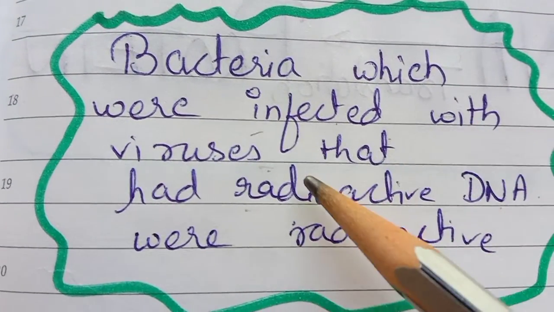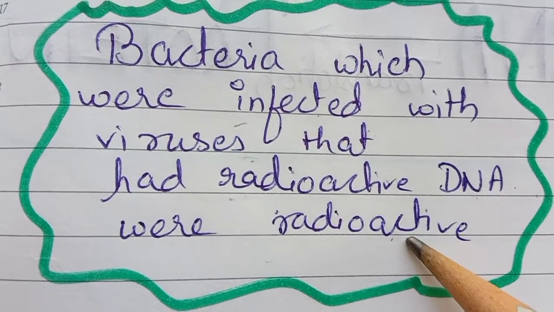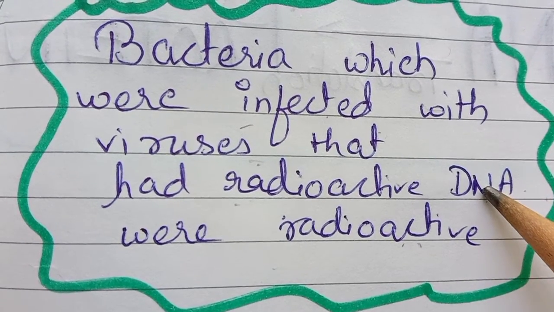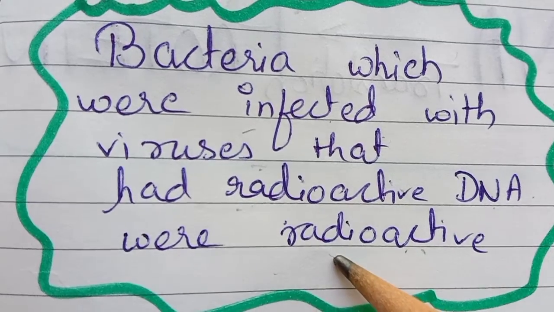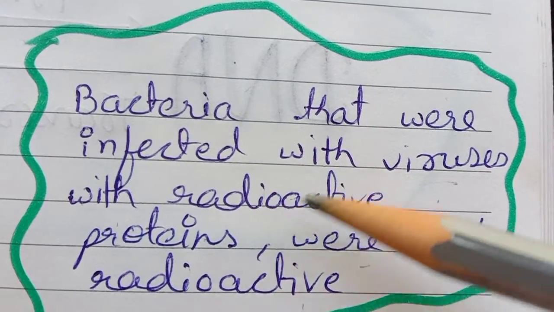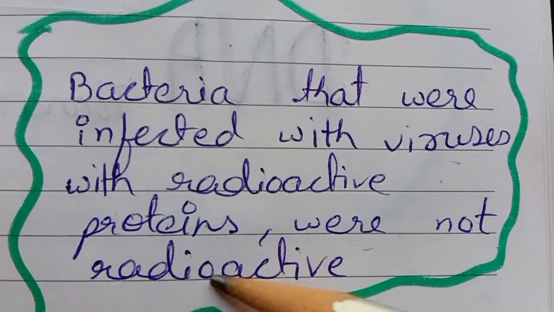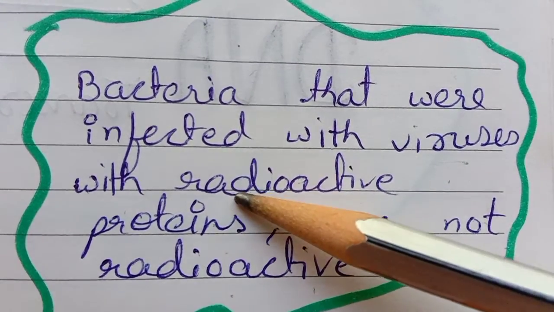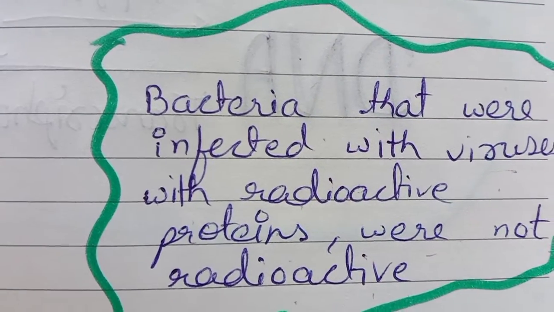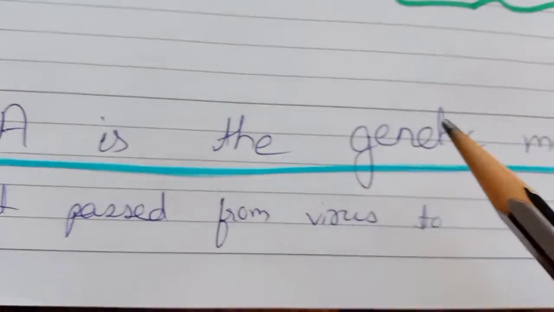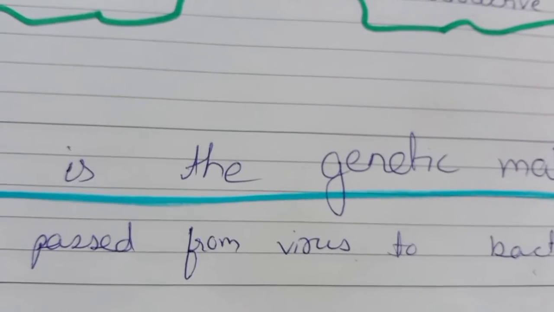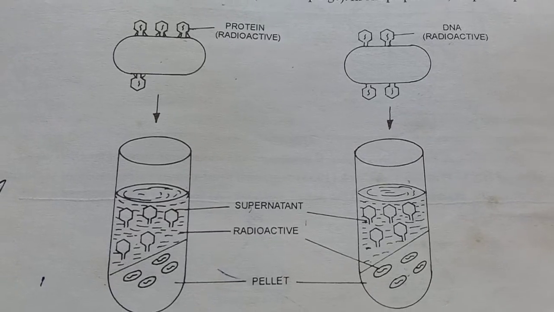Bacteria which were infected with virus that had radioactive DNA were radioactive. That means where the scientists put the radioactivity in the DNA, the bacteria became radioactive. And the bacteria that were infected with virus with radioactive proteins did not show any radioactivity. So this clearly shows that the protein coat is not entering from virus to bacteria, it is the DNA which is entering. So DNA is the genetic material that passed from virus to bacteria, which is clearly seen in this experiment. So again I'll show the diagram.